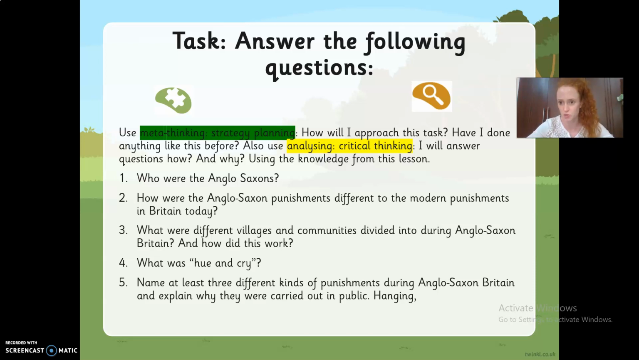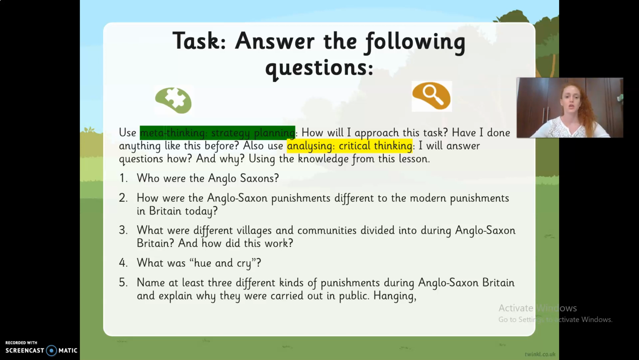All right, guys, so now task. You will have to answer these questions about the Anglo-Saxons, okay? Now, what kind of thinking are we going to be using? First of all, we're going to be using meta-thinking strategy planning. You will ask questions such as, how will I do this task? Have I done anything like this before? If yes, how? And was I successful? How can I make this successful? Then we will use analyzing, critical thinking. So we will be answering questions such as who, how, why, okay, and we'll be using the evidence from the text to answer these questions. That's your critical thinking, analyzing.